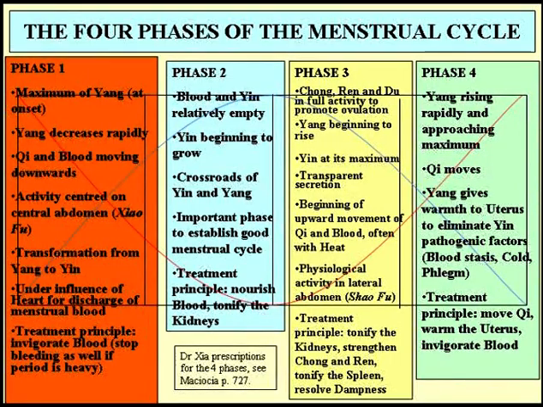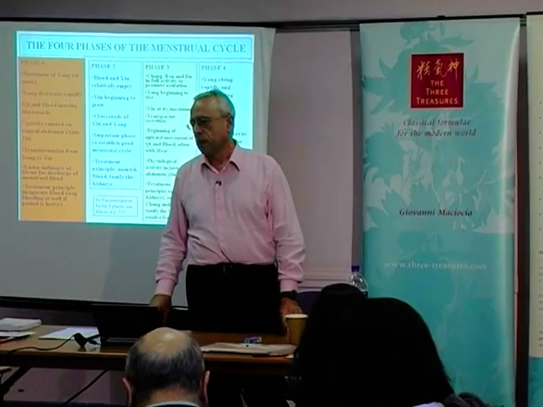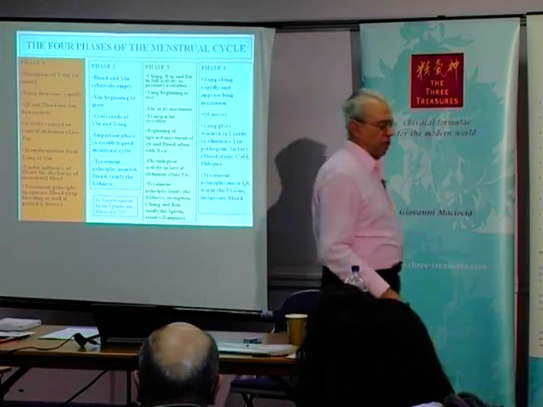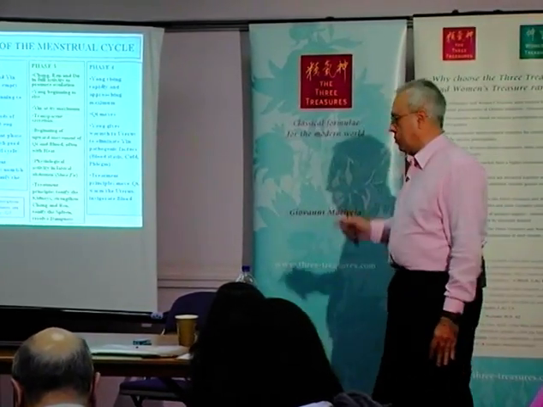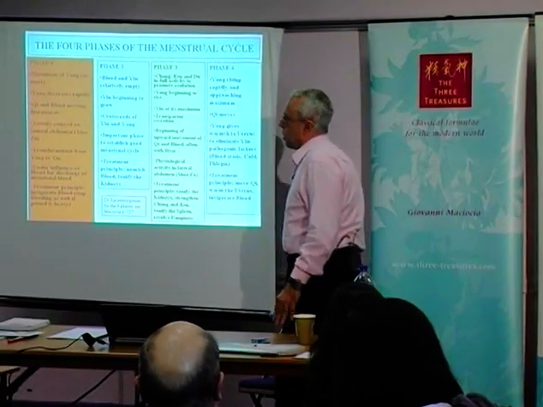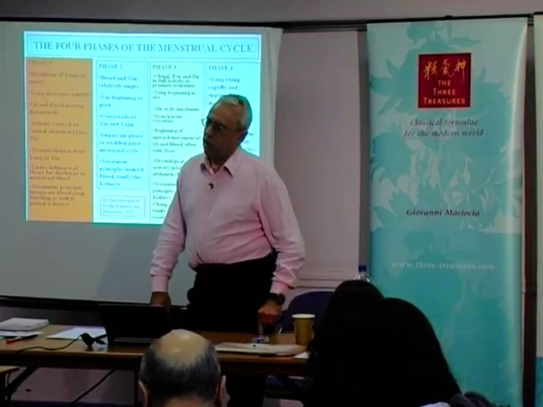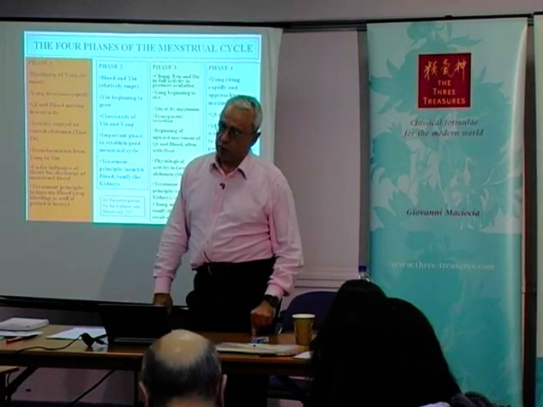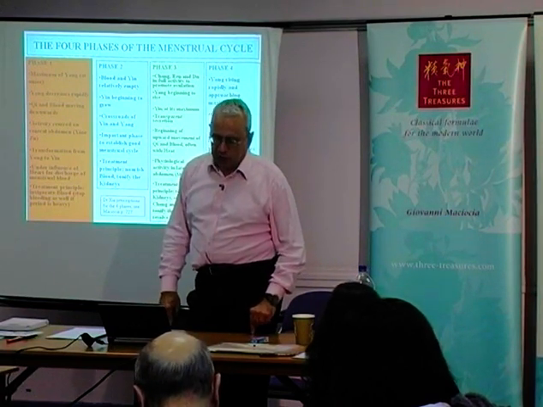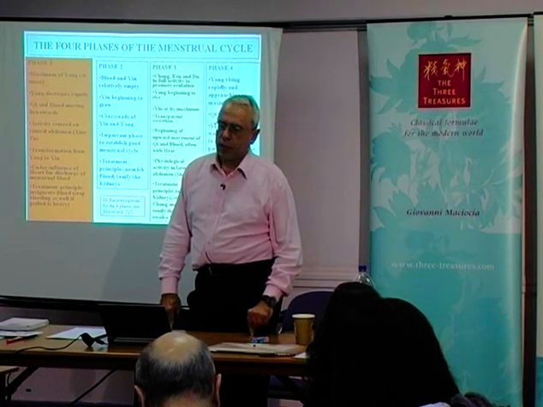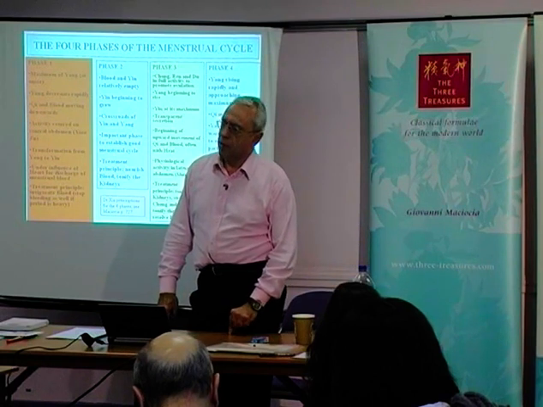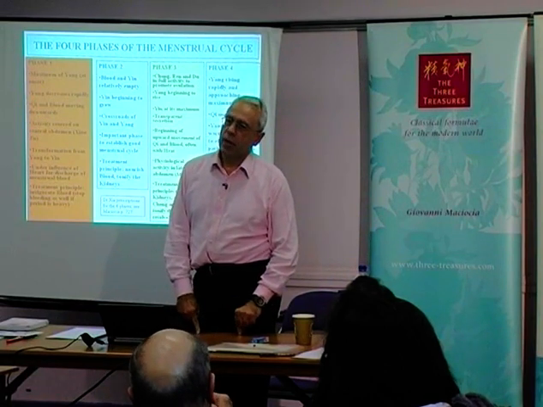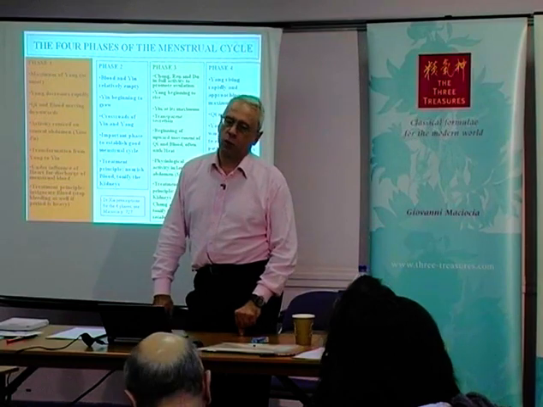And the remedy to invigorate blood is Stir Field of Elixir. But if the period is heavy, we have a very good four or five or six herbs which simultaneously invigorate blood and stop bleeding. And the remedy that does that is called Invigorate Blood and Stem the Flow. And it is a very useful remedy because it treats blood stasis, but also stops bleeding. And it's very common for women to have excessive menstrual bleeding and blood stasis.